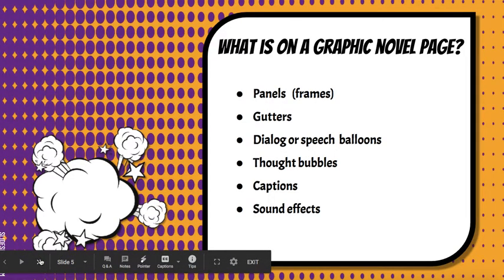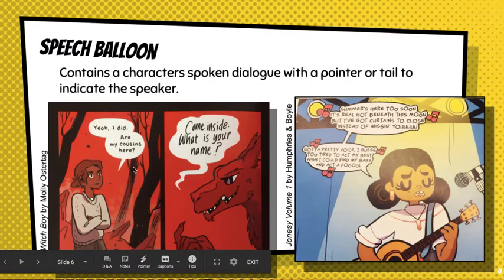These are some things that are on a graphic novel page. You'll need to be able to tell what a panel and a gutter and a dialogue balloon is. Thought bubbles, captions, and sound effects. Those are what we'll go over now.